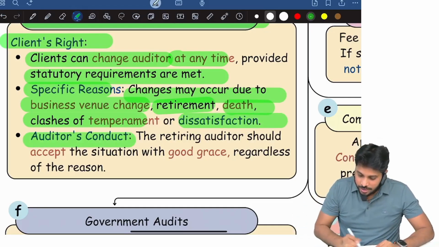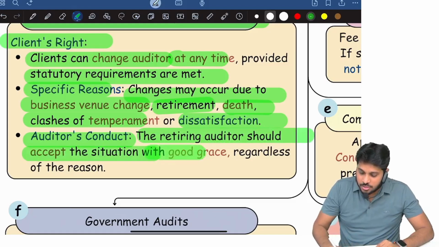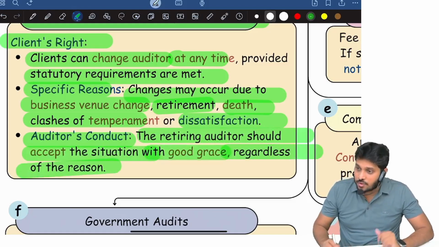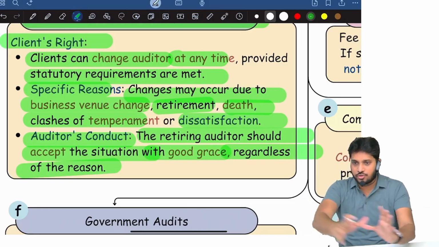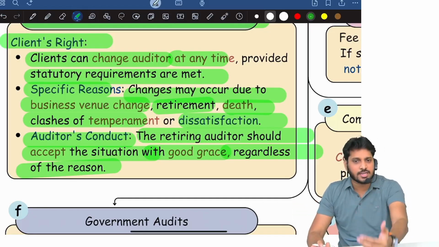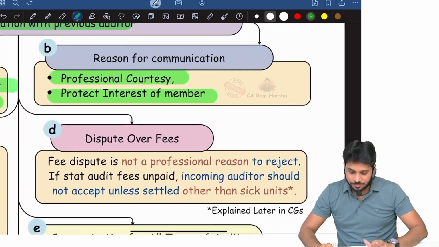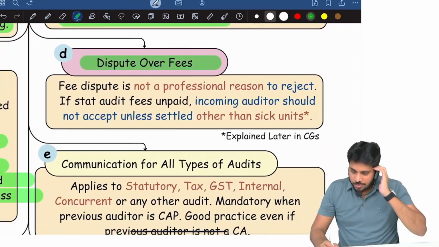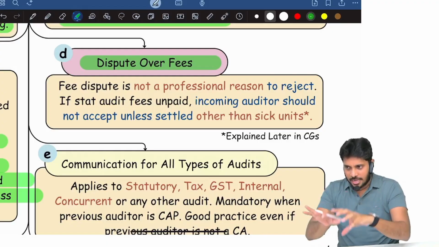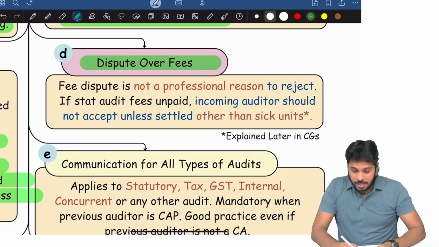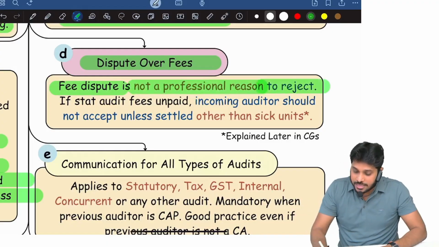Auditor's conduct. The retiring auditor should accept the situation with good grace regardless of the reason. If a client says, sir, we want to change the auditor for genuine reasons, the retiring auditor has to accept it in good faith. He should not object to it here. Next. One common thing whenever there is a change of auditor is that there will be a dispute over fees. Fees dispute should not be a reason to reject.